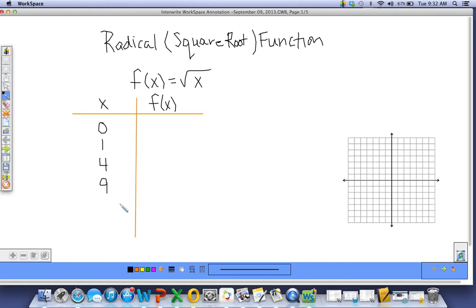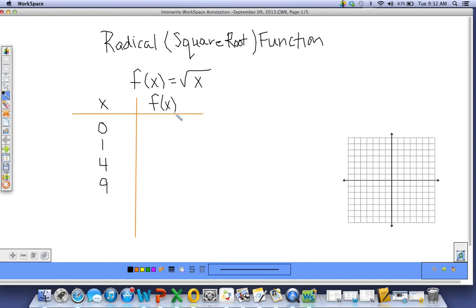But remember, we don't use the negatives because our function is undefined if it's a negative. We can still take the square root of a negative. We're going to talk about that not next unit, in 2 units. We'll talk about imaginaries. But for now, we're only looking at positive values.